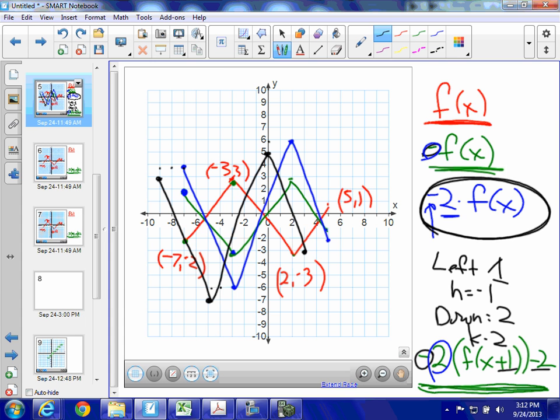And if you can kind of look at that pretty mess, the red one was my parent function. The green one was flipping it upside down over the x-axis. The blue one was stretching it by 2. And the black one is shifting it left and right by my h and k.